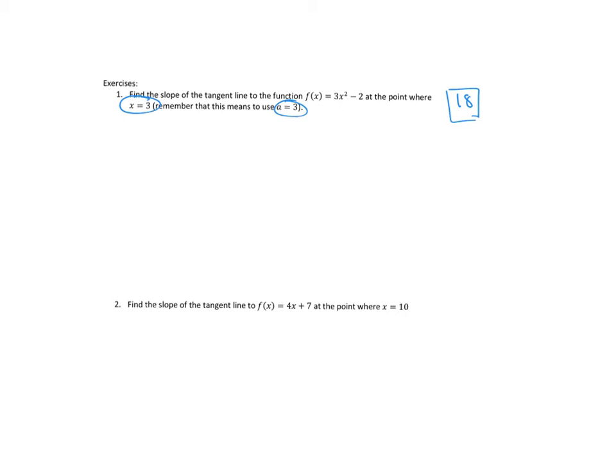And if I look at that formula from the first page, I would have f prime of 3 is the limit as x goes to 3 of f of x minus f of 3 over x minus 3. So f of x in the formula is the original function, so I'm going to plug that into the numerator. f of x is 3x squared minus 2.